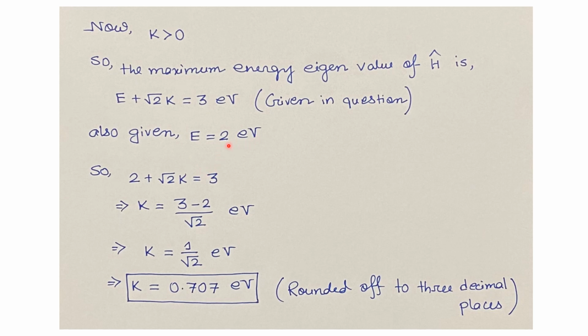So we will put this E value in this equation. What we will get is 2 plus root 2k equals 3. So k value is 3 minus 2 divided by root 2 electron volt, that is 1 by root 2 electron volt. So our k value is 0.707 electron volt, rounded off to 3 decimal places. So this is the answer for the k value.